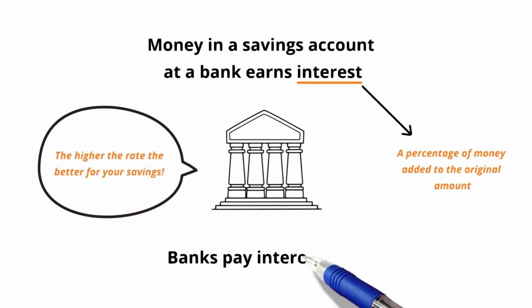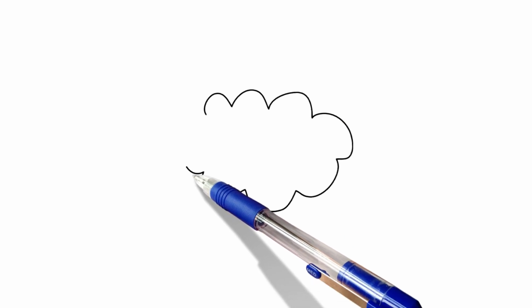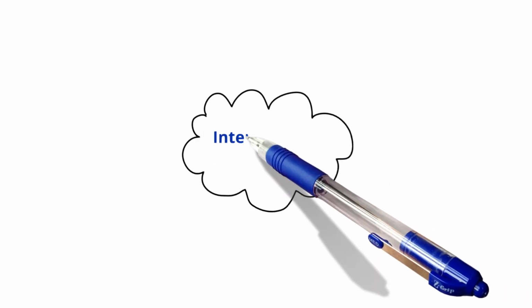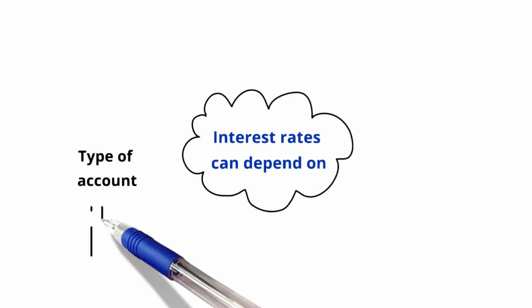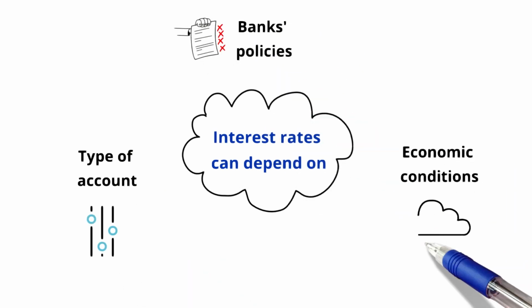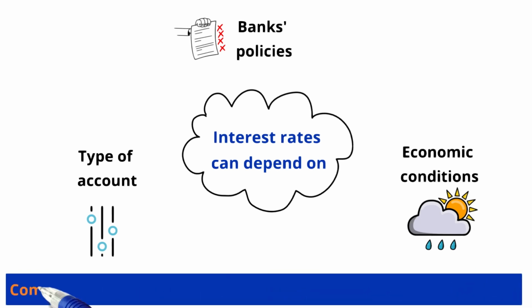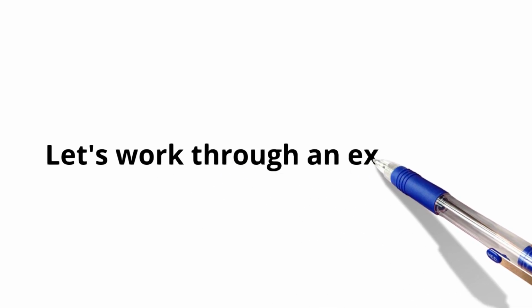Banks pay interest as a way to reward you for letting them use your money for other financial services they offer, like loans. The interest rate on a savings account can range a lot depending on factors such as the type of account, the bank's policies, and overall economic conditions. So it's worth first comparing different interest rates to get the most out of your savings. Let's work through an example.